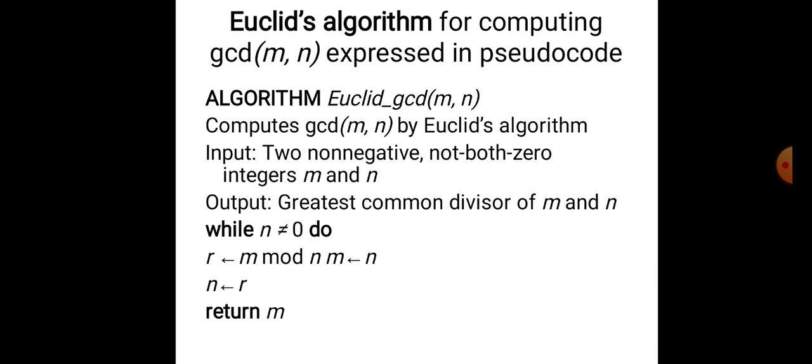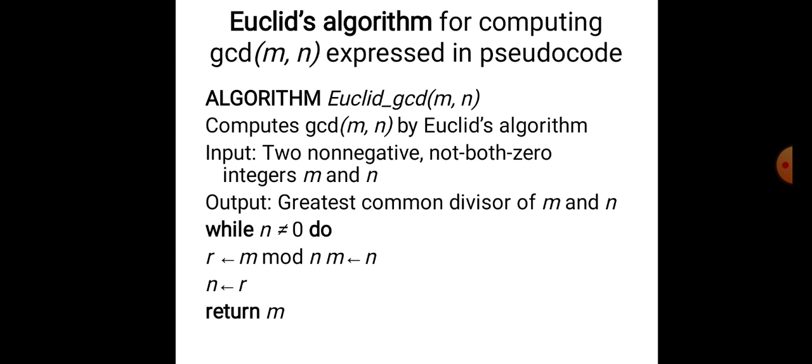Here the algorithm is described. Step 1: if n is equal to 0, return the value of m as the answer and stop. Otherwise, divide m by n, assign the value of the remainder to r, assign the value of n to m and the value of r to n, and go to step 1. First we take two non-negative integers, not both 0, and find the greatest common divisor.